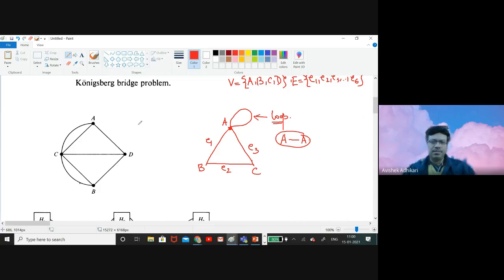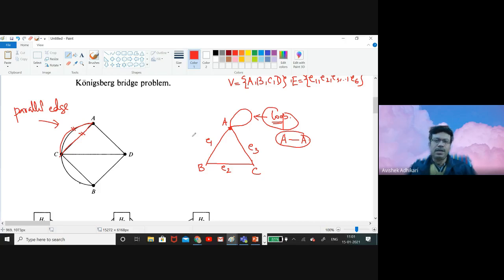So in a graph, we might have a loop. Also, there is another term called a parallel edge. So this is one edge, and this is another edge. We call these two edges parallel edges. So two important terms are here: one is loop, another one is parallel edges. Many books describe a simple graph. A simple graph means a graph that does not have any loop or parallel edges.